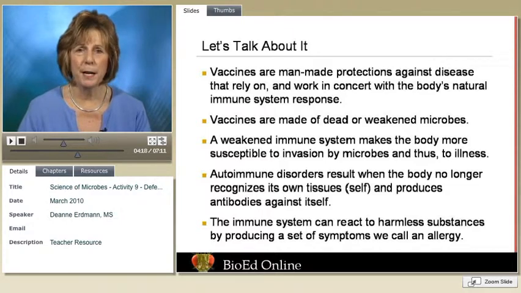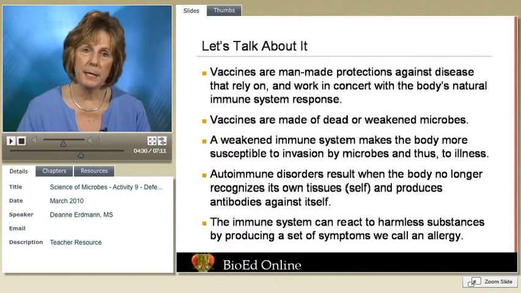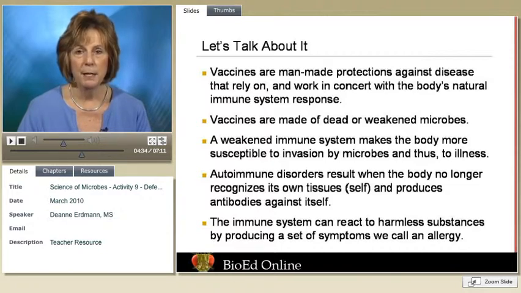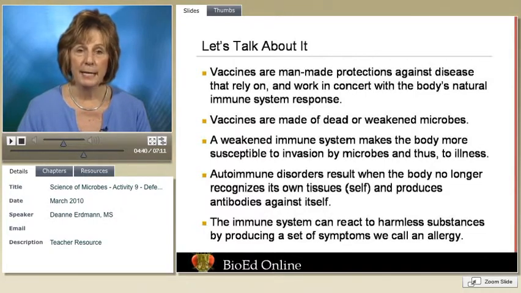And how does that work? Well, it's a man-made concoction of dead or weakened microbes that stimulates your own immune system to produce antibodies against that specific kind of microbe, so that if the real thing does enter the body, it's able to get a jump start and defeat that before it gets too much of a foothold in the body.